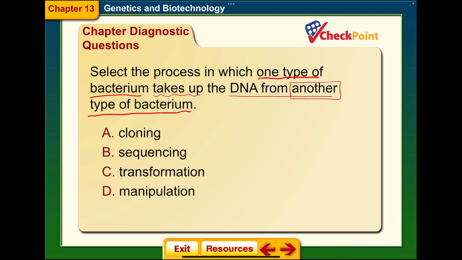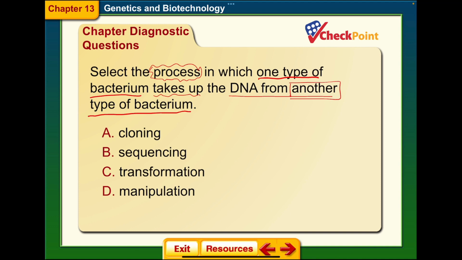Before we look at the options, let's just look at what the question said again. It wants the process. Okay, what happens in this process? We have one type of bacterium that takes up. What does take up mean? It means that it takes into its genetic makeup. So it takes up the DNA from another type of organism.